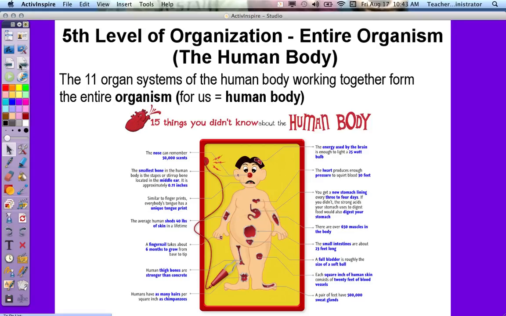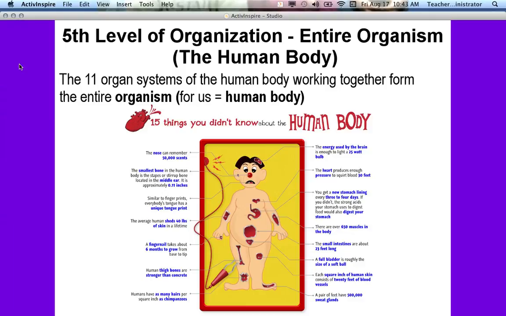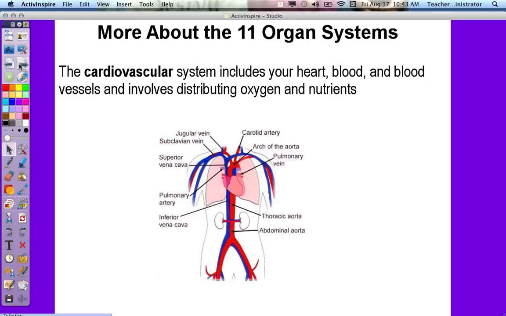So we'll come back to that in a second. I just wanted to go through the very last level of organization, which is where you put those 11 systems of the body together and they form the whole organism. So now let's go back and look at each of those organ systems.